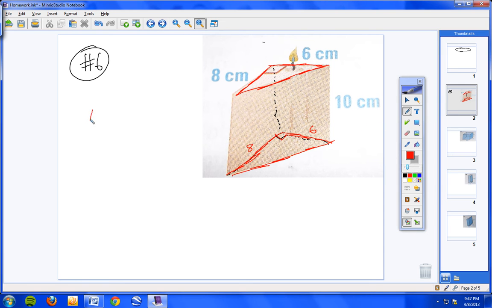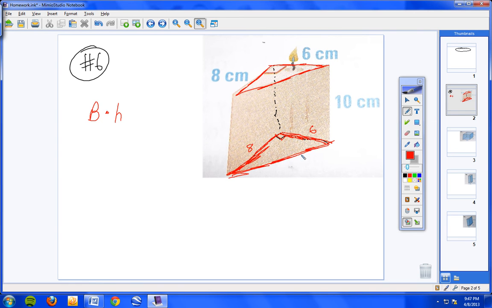Now, what we need to do is find the volume. How do you find the volume of a prism? Well, you take area of base times the height. Now, if we're going to find the area of the base, our base looks like a rectangle? No. A circle? No. Parallelogram? No. It looks like a triangle to me. So we're going to find the area of this triangle.